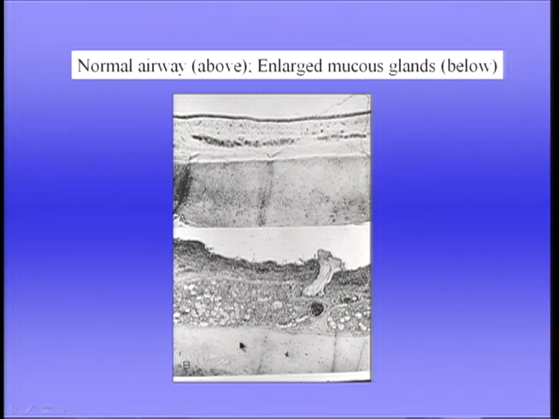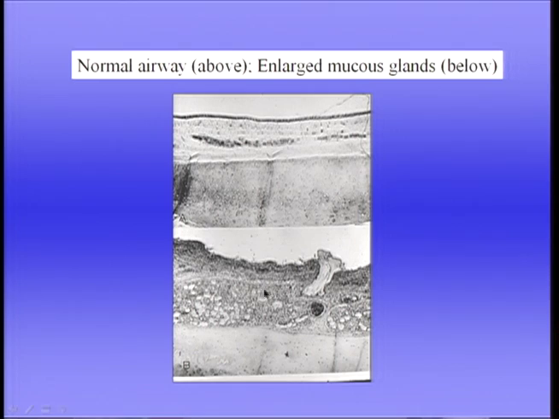Here's an airway from a patient with severe bronchitis. The lumen of the airway is here, and you can see that most of the airway wall is made up of these greatly hypertrophied mucus glands. And here is the cartilage below. So what happens in chronic bronchitis is that the smoker, as he almost always is, inhales cigarette smoke.